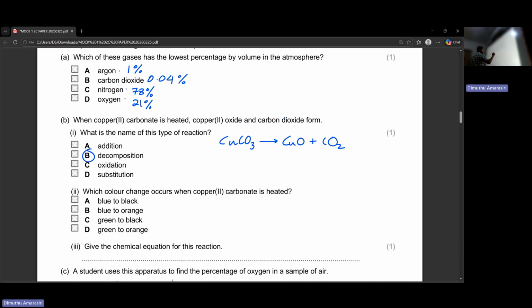Your copper carbonate color is green. Copper(II) oxide color is black. Therefore, which color change occurs when copper(II) carbonate is heated? Green to black.